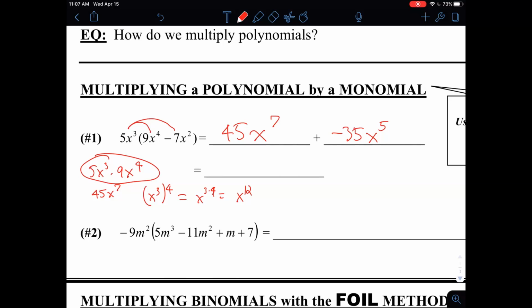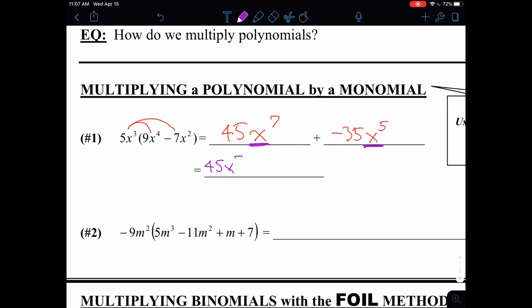Now, after we multiply, I'm going to erase this stuff because it's bothering me. We also want to see if we have any like terms. Like terms have the same variable, same exponent. Do these two have the same variable? They do, they both have x, but are 7 and 5 the same exponent? They are not. So our final answer is 45x to the 7th, we're just going to bring it along for the ride, minus 35x to the 5th. We cannot combine these because 7 and 5 are not the same exponent, even though they are the same variable. And there's your final answer.